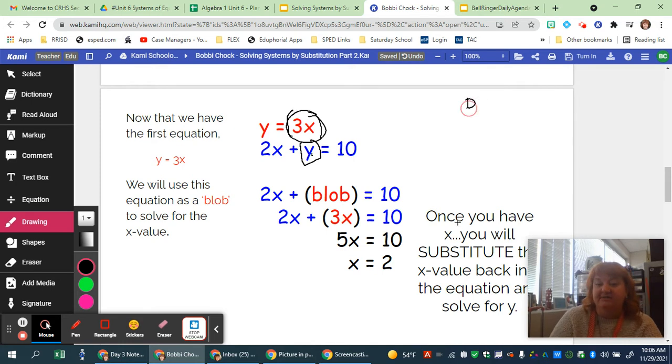Now remember our DC MAM. We don't have anything to distribute. Sometimes you'll have something to distribute here. Nothing to distribute, so done. But we have to combine like terms. So we have 5x equals 10, x equals 2.